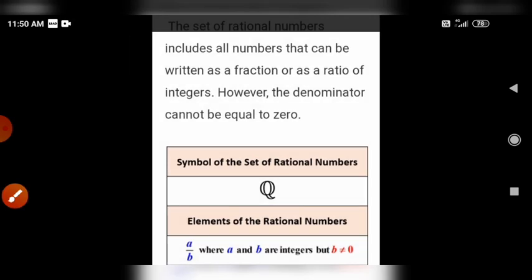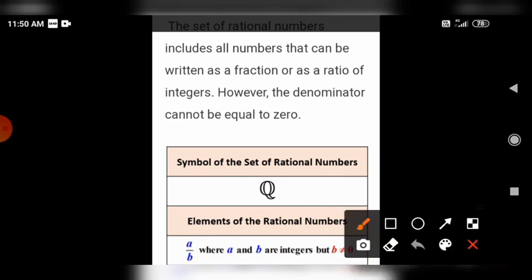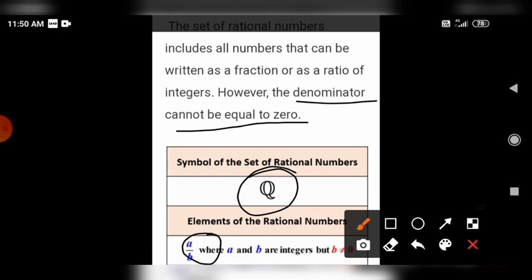Next one is rational numbers. The set of rational numbers includes all the numbers that can be written as a fraction, or as a ratio of integers. The denominator cannot be equal to 0. It is denoted by capital letter Q. The number is in the form a by b, where a and b are integers. Here b is not equal to 0. Always b is not equal to 0, only then we say rational number.